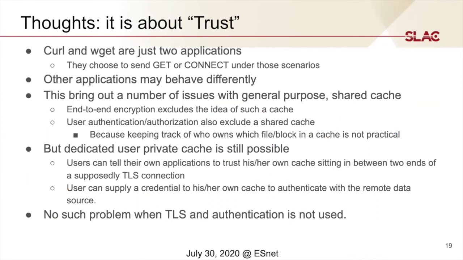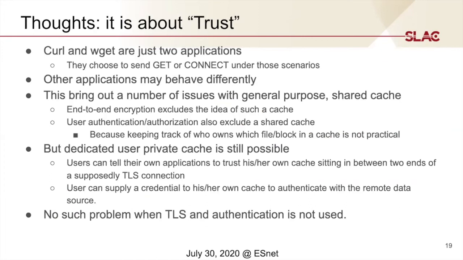So this brings up the final thoughts about this. It is all about trust, because curl and wget are just two examples. They chose to use GET in certain scenarios, and they chose to use CONNECT in other scenarios. That is their choice. Other applications may do it differently. It's up to the application. But this does bring up an issue.